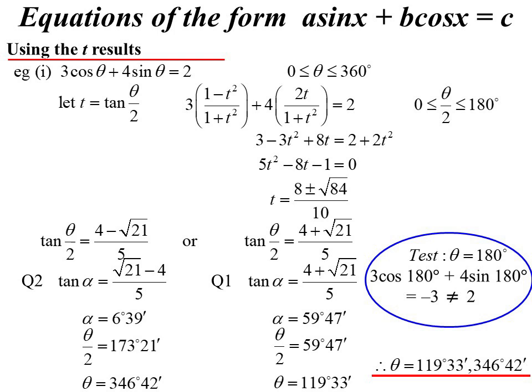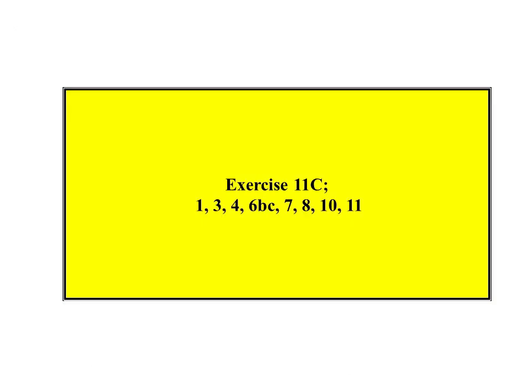Had this equation been the same thing, but on the right-hand side was negative 3, then I would have gone, okay, I've got 3, so negative 3, oh, it's the same thing. That means 180 is a solution. So you just need to do a quick check. Be careful if you're using t results to solve these. So 11C, these ones we use the t results.